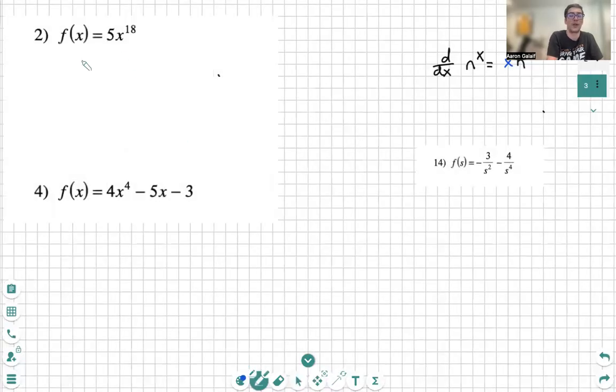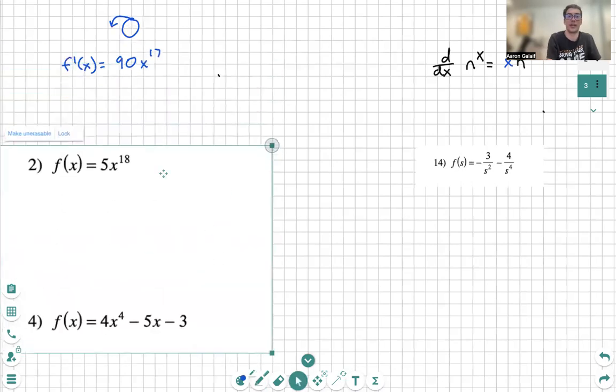Number 2, all I'm going to do first is we apply the derivative to both sides, f prime of x. And then what we need to do is we're going to take that exponent, multiply it to the current coefficient. What is 18 times 5? That is 90. And we are going to subtract 1 from that exponent. 18 minus 1 is 17.